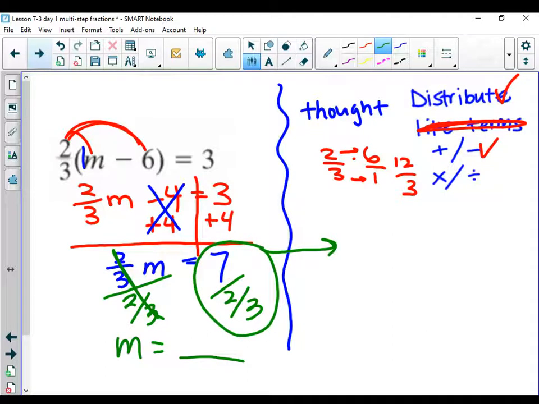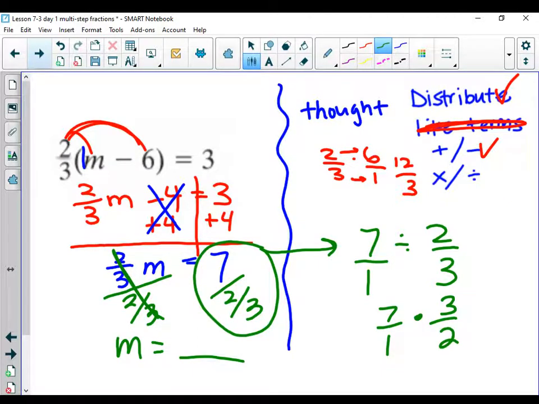Gotta go over here again. 7 divided by 2/3. Clayton, would you keep it, switch it? Good memory. Can I also put a 1 here? Okay, 7 over 1 stays. Switch to multiply. Flip 2 over 3.